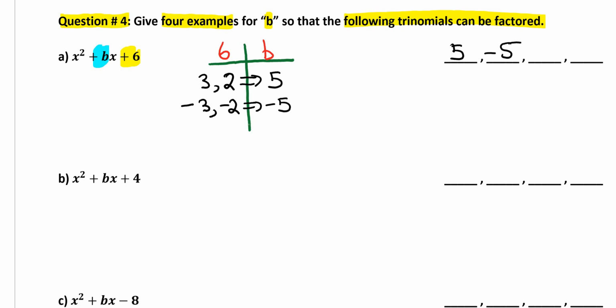Some other combinations that also work are 1 and 6, and negative 1 comma negative 6. Both those combinations would multiply to give you positive 6, but when you add them I get 7, and I would get negative 7 on this last one here. So my last two numbers that would work are 7 and negative 7. And that's how you would solve that particular problem.